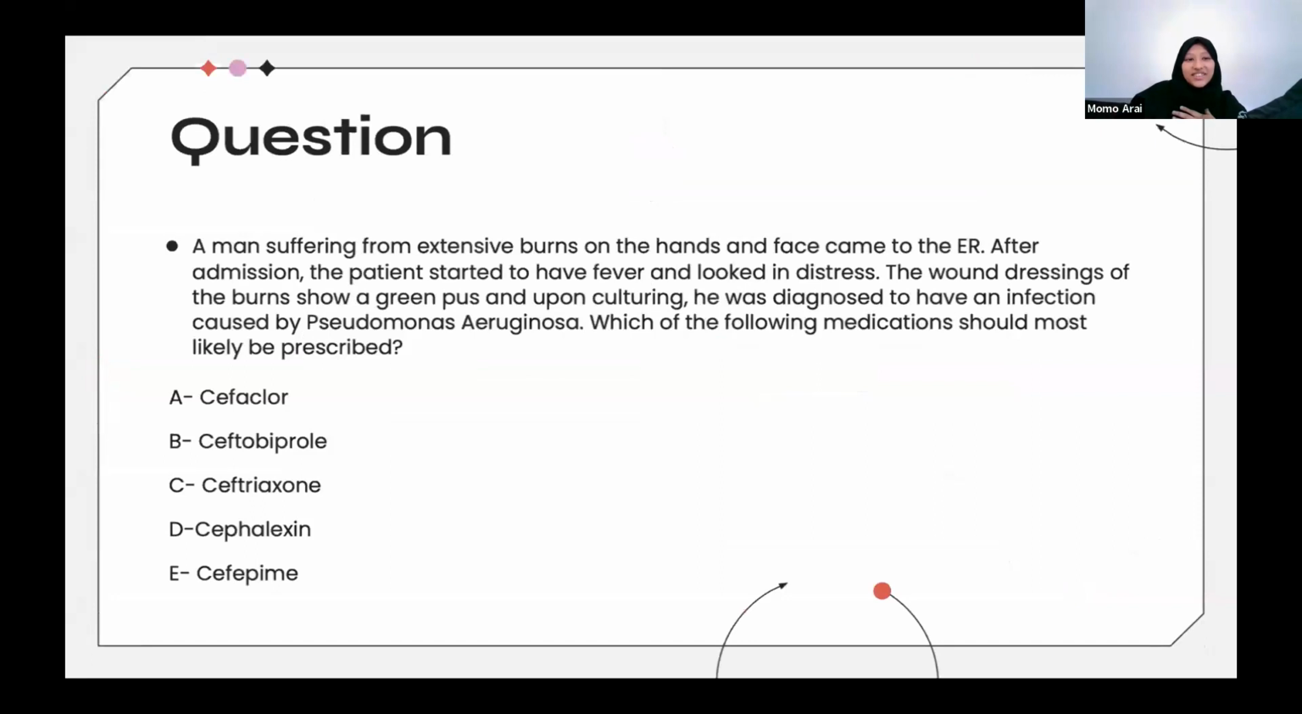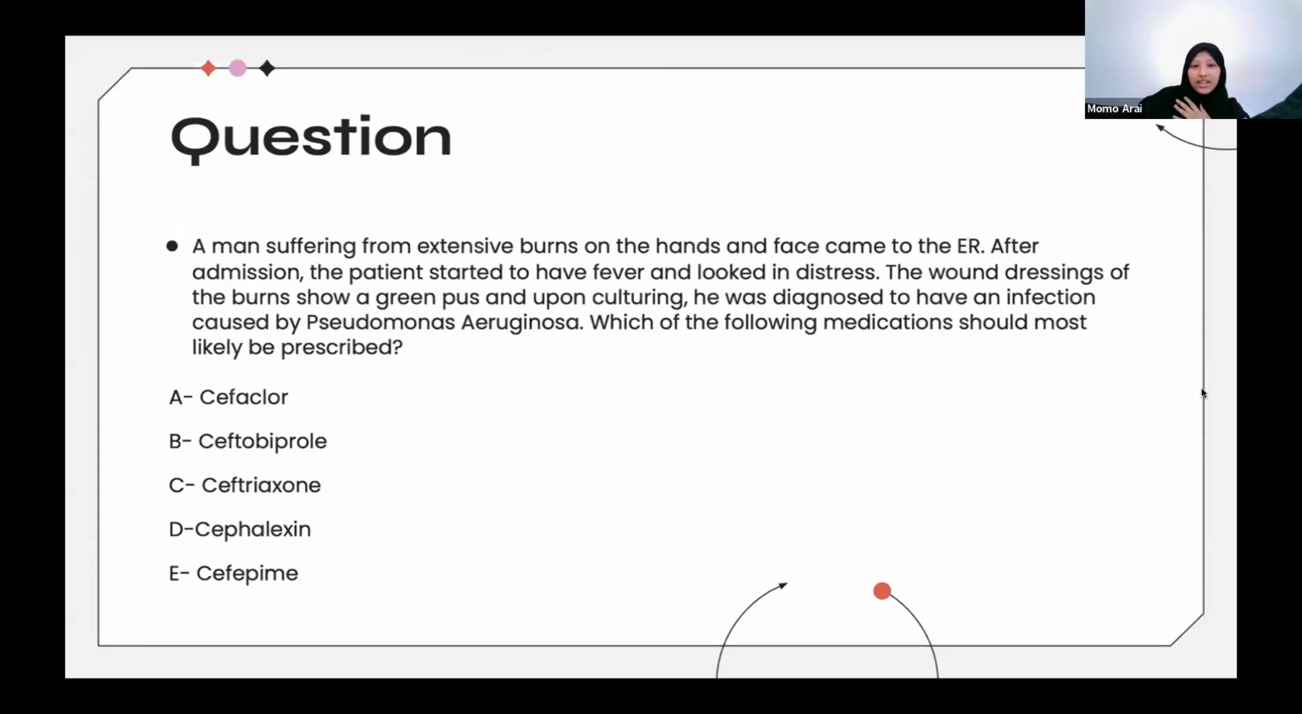Okay, good. So second question: a man suffering from extensive burns on the hands and face came to the ER. After admission, the patient started to have fever and looked in distress. The wound dressings of the burns show a green pus, and upon culturing, he was diagnosed to have an infection caused by Pseudomonas aeruginosa. Which of the following medications should most likely be prescribed? Again, it's also kind of recall, but it's very important to know.